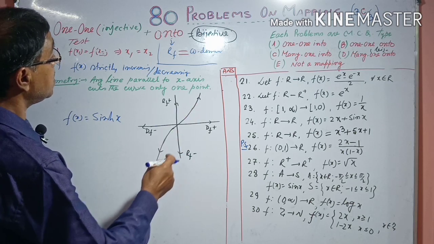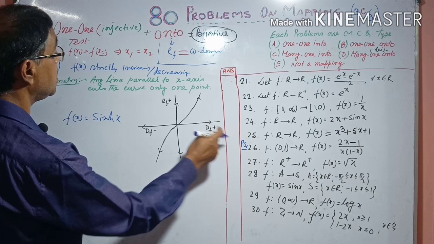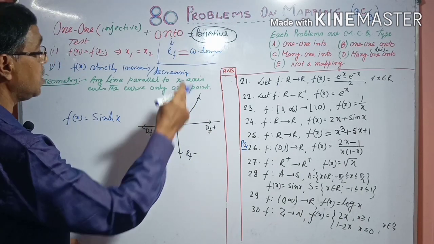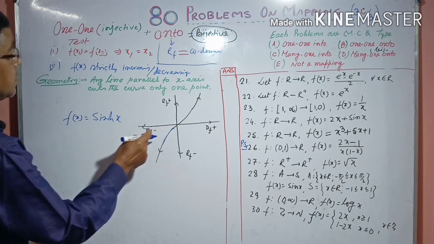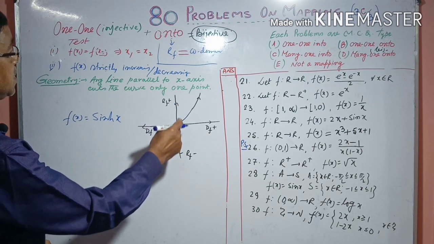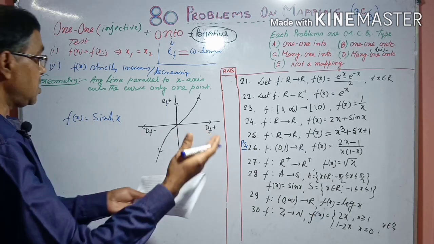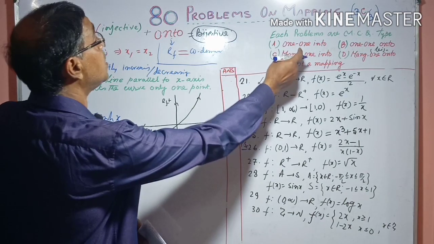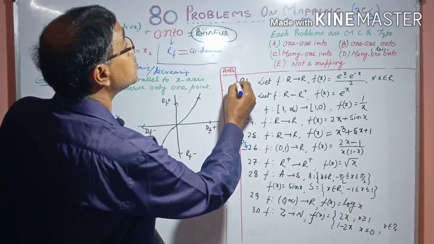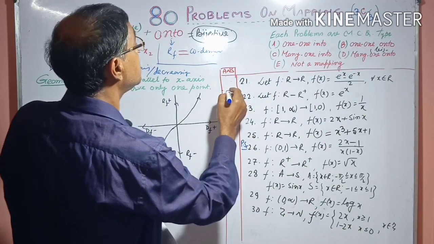We can easily see that as x in the domain tends to plus infinity, f(x), the range, also goes to plus infinity, and as x tends to minus infinity, the value of the function, that is the range, also goes to minus infinity. So you can say that it is one-one and onto mapping, that is bijective mapping.